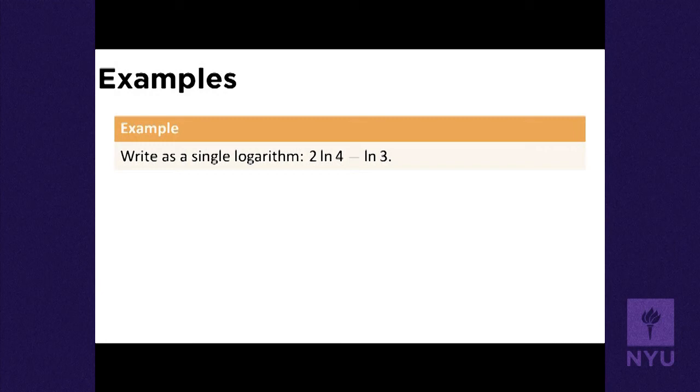How could we write this number, 2 times the natural log of 4 minus the natural log of 3, as a single number?